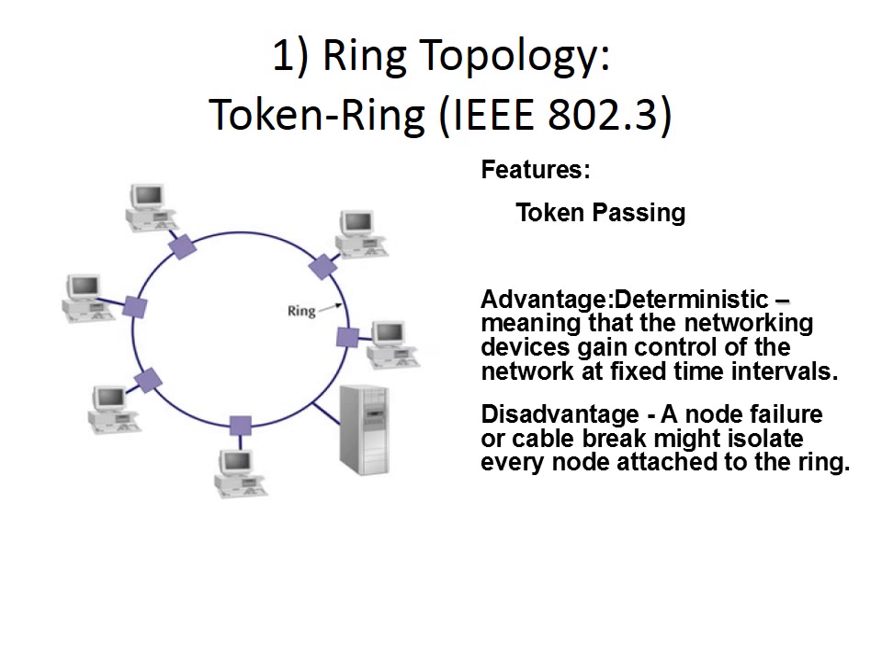Ring topology connects all nodes in a ring connection. The advantage is that it is deterministic. It means that the networking devices gain control of the network at fixed time intervals. The disadvantage is that a node failure or cable break might isolate every node attached to the ring.